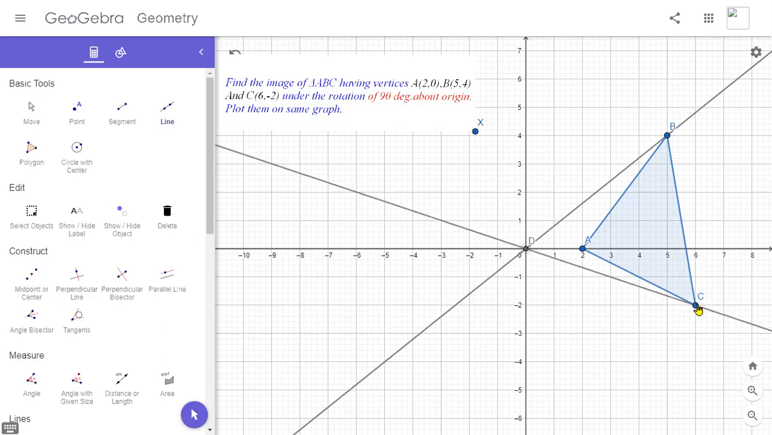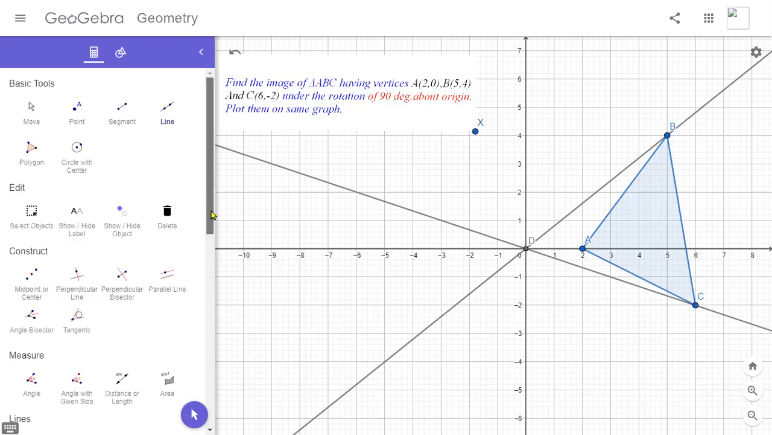In this second step we have constructed the lines from each vertex of the object to the center of this rotation. Here the center of the rotation is the origin. This is the second step, and the third step is making the circle.